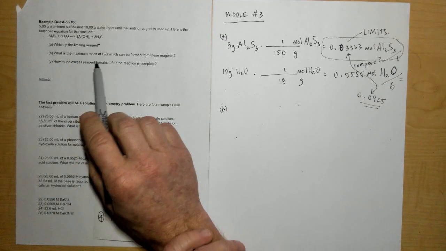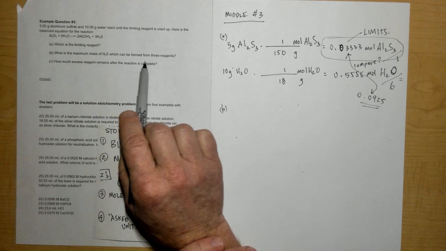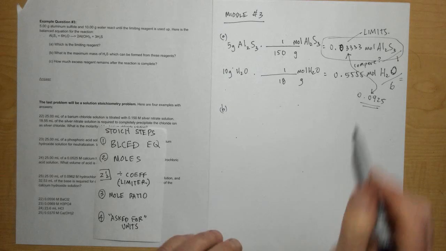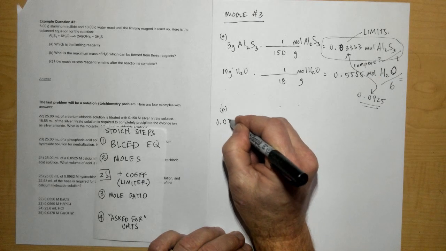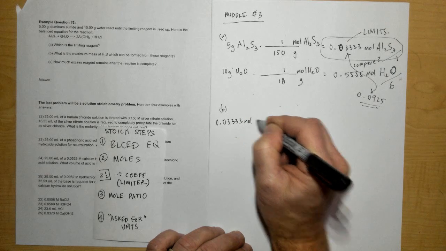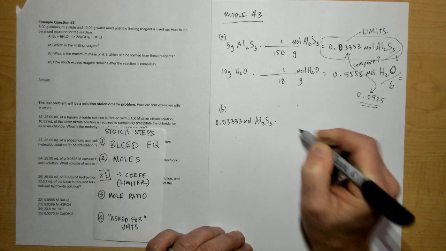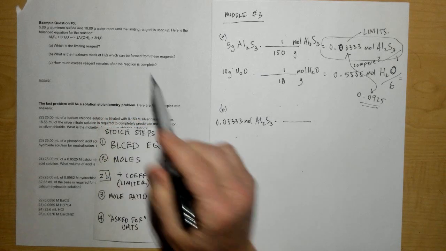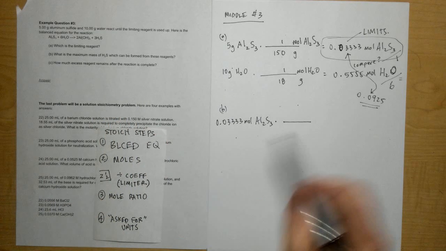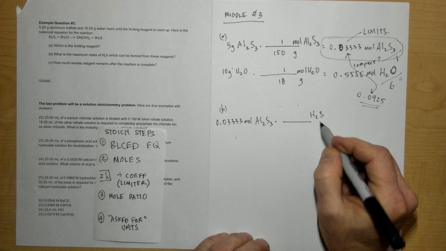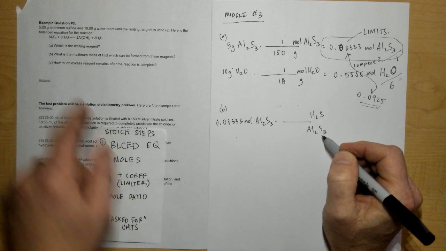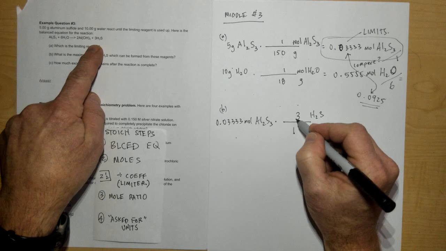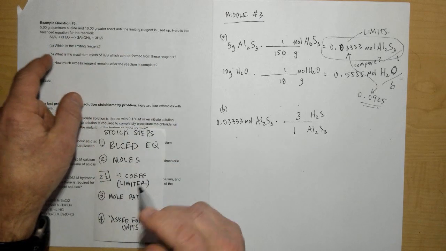Now in letter B it says, what is the maximum mass of H2S which can be formed from these reagents? So now I take my limiter, which is my 0.0333 repeating moles of Al2S3, and I do my mole to mole ratio right here, putting H2S as my new set of units, Al2S3 on the bottom, and for Al2S3 there's a 1, and for H2S there's a 3. Notice I got those from the balanced chemical equation right here.